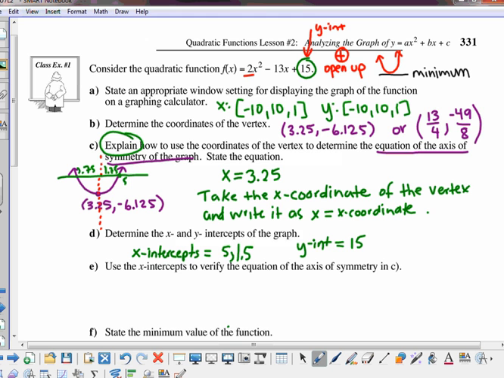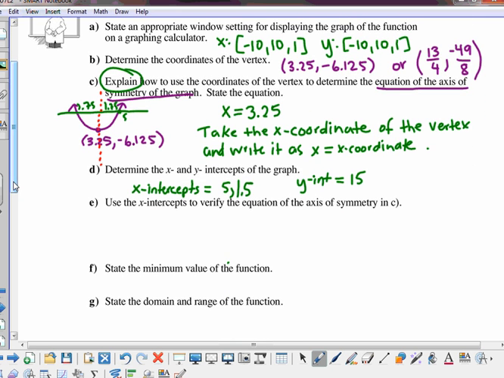Okay. It says use the x-intercepts to verify the equation of the axis of symmetry. Remember, if we take our x-intercepts and average them, what should it give us? Does that give us halfway, if we average two numbers? Yep. So 5 plus 1.5, 6.5 divided by 2, like 3.25, which is our axis of symmetry.